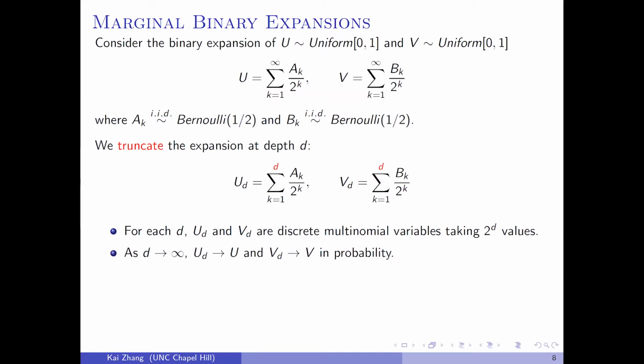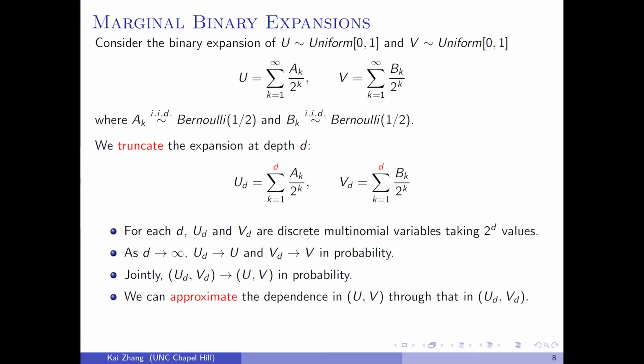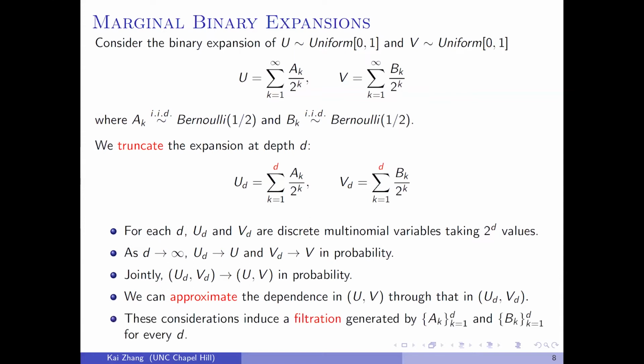Moreover, as d goes to infinity, it's easy to see that U_d converges to U and V_d converges to V in probability. But these marginal convergences do imply the joint convergence in probability. And this is important because it means we can approximate the dependence in U and V from that in U_d and V_d. And this approximation is apparent if we regard it as a filtration. At every level d, we learn A_d and we learn B_d. As d goes to infinity, we learn everything.